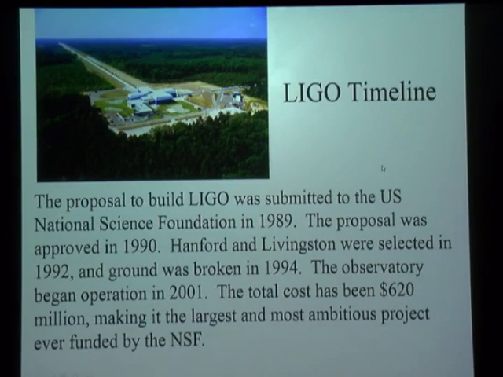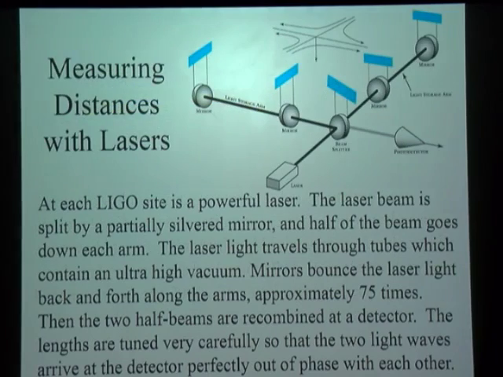The big proposal for LIGO was proposed in 1989, approved the following year, and ground was broken in 1994. The observatory began operation in 2001. By now, the total cost has been $620 million. This is the biggest and most ambitious thing ever funded by the National Science Foundation. Absolutely enormous. So how do you use lasers to measure distances?